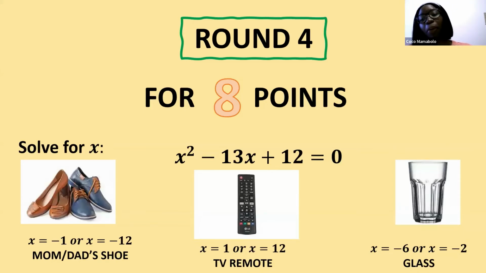And because of the zero product law, we'd be equating both of them to 0. So we would have x minus 1 is equal to 0, or x minus 12 is equal to 0. And because we're solving for x, we would move 1 to the other side and 12 to the other side as well. And that is why they are positive and not negative.